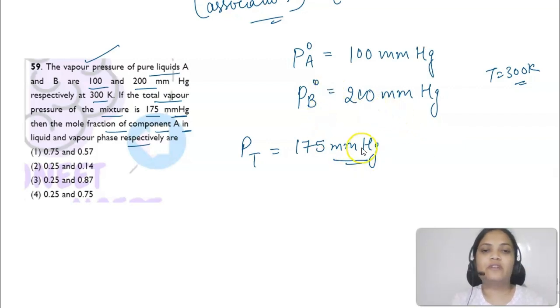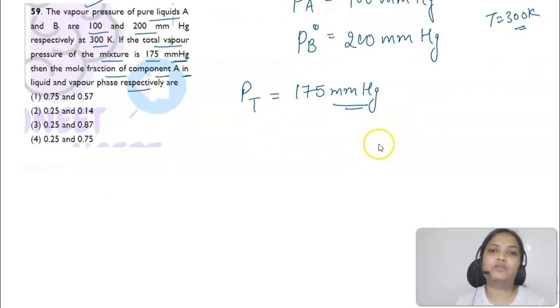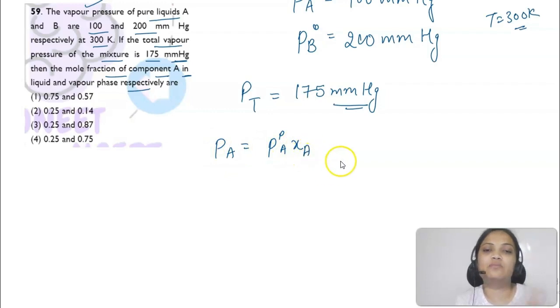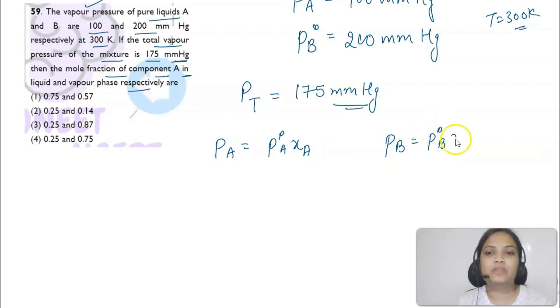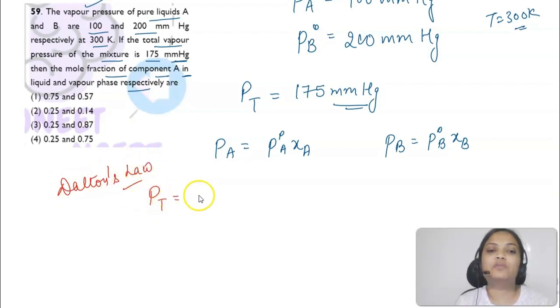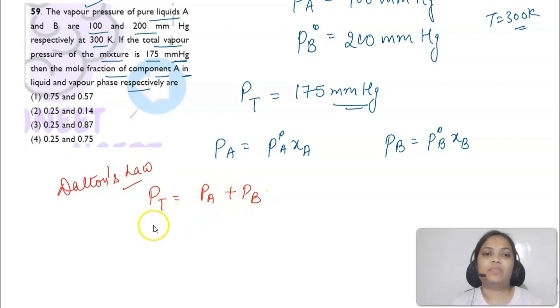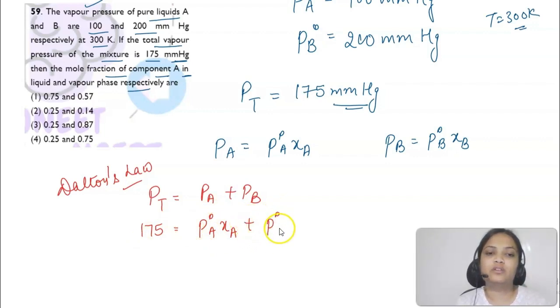So first of all, if I talk about the liquid phase, according to Raoult's law, PA is equal to P naught A XA, where XA is the mole fraction of A in the liquid phase. Similarly, PB will be P naught B XB. This is according to Raoult's law. Now, if I apply Dalton's law of partial pressure, what will be P total? P total would be PA plus PB. So that is your Dalton's law. So I will write P naught A XA, P total is already given, 175, plus P naught B XB.